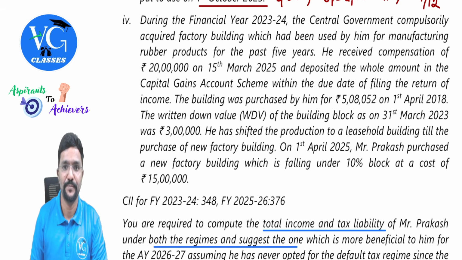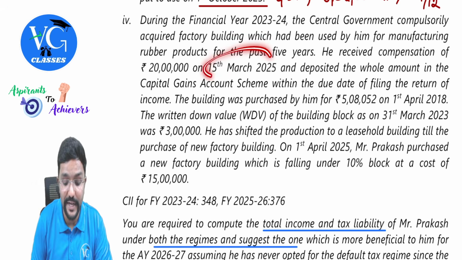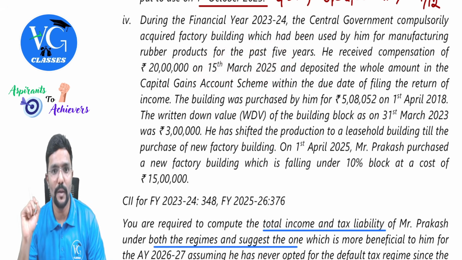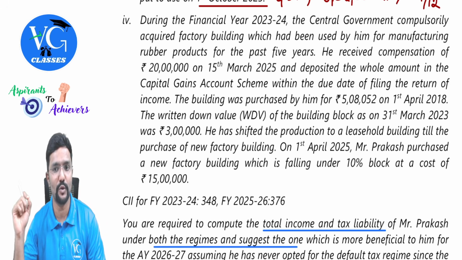Yes, sir. Correct. He received compensation of 20 lakh on 15th March 2025, last financial year again, and deposited the whole amount in the capital gains account scheme within the due date of filing the return of income. The building was purchased by him for 5,08,052 on 1st April 2018. The written down value of the building block as on 31st March 2023 was 3 lakh. He has shifted the production to a leasehold building till the purchase of new factory building.